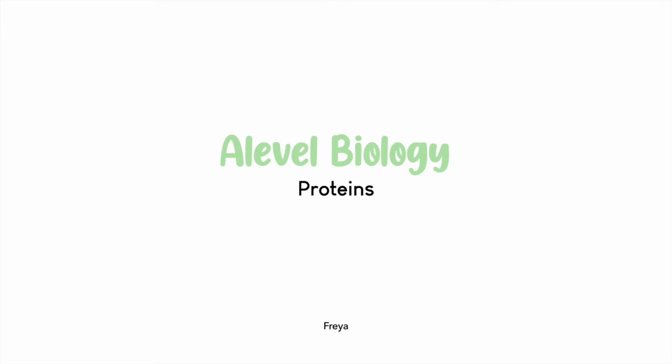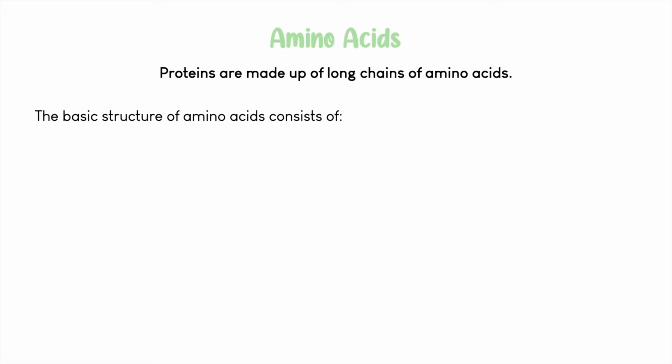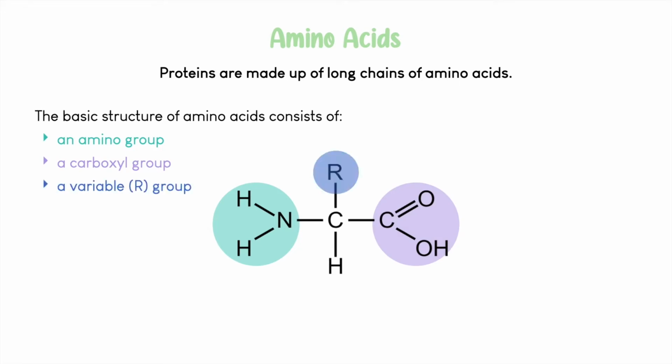I'm going to be taking you through proteins for the A-level biology EdexcelB course. So we're going to start by looking at amino acids. Proteins are made up of long chains of amino acids. The basic structure of amino acids consists of an amino group, a carboxyl group, and a variable R group.